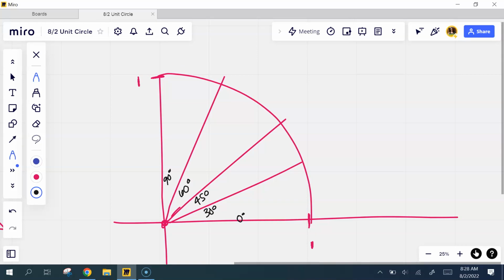And because this is the unit circle, these coordinates are really easy to figure out. What are they? What's this coordinate? 0, 0 is here in the middle. That's your center. So this one would be 1, 0, right? Which means this one would be 0, 1.